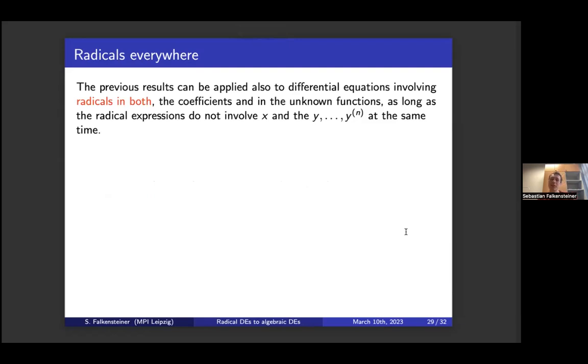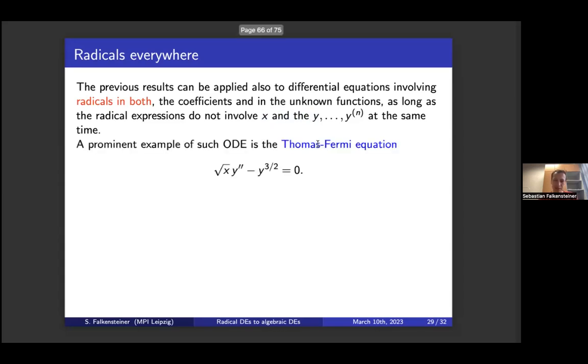Okay, and now I want to conclude that we can work with differential equations involving radicals in X and radicals in the Y's, but the radicals are not allowed to appear in both at the same time. So they have to be separated. But something like this is still okay. So the square root is not allowed to be, I don't know, X plus Y double prime, for example. This wouldn't be allowed, but this here is fine.